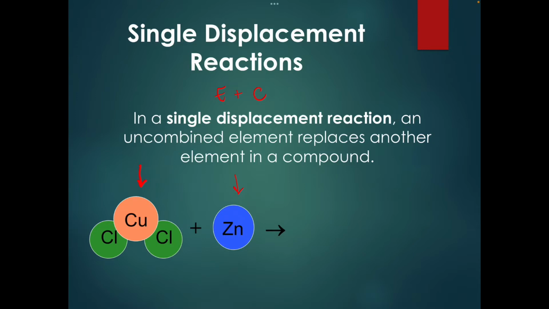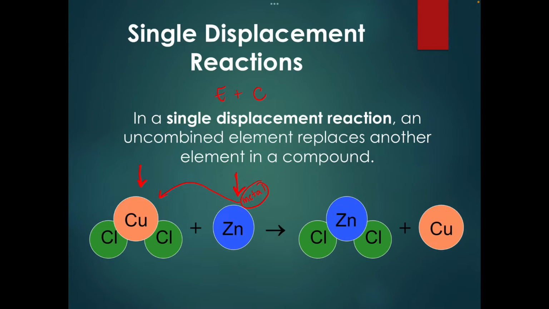Okay, so what's going to happen is here we have our single element, which is zinc. Zinc is a metal. So that means this metal is actually going to go and displace the other metal, which is copper. In this, the zinc displaces the copper, so now the zinc is where the copper was and the copper is where the zinc was. The reason that the zinc displaced the copper is because zinc is a metal and so is copper, so the metal kicks out the metal.